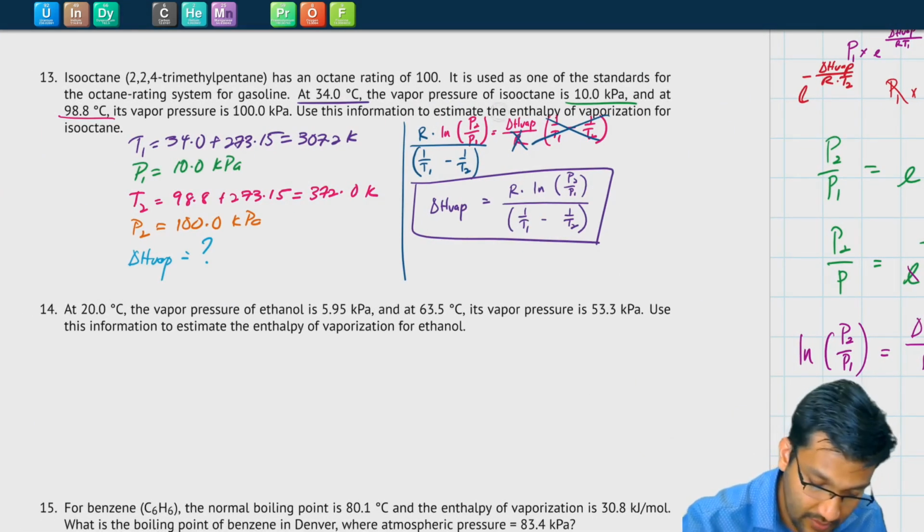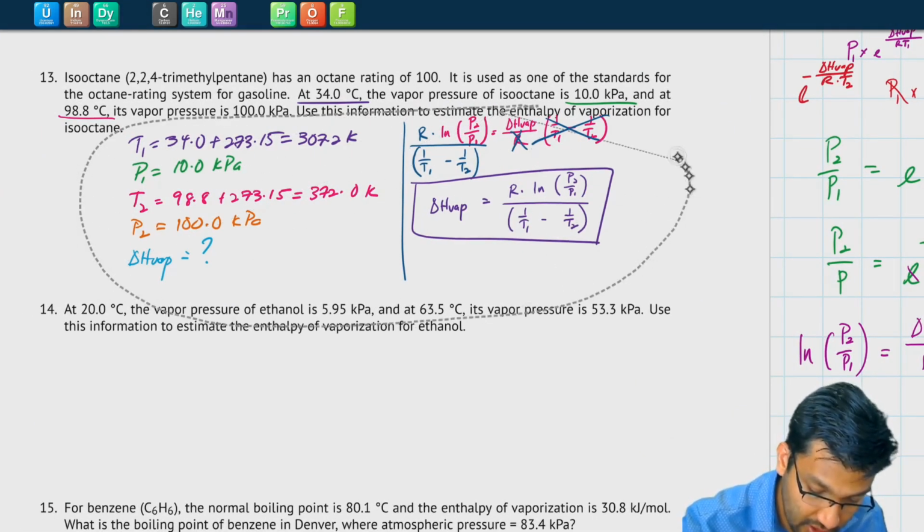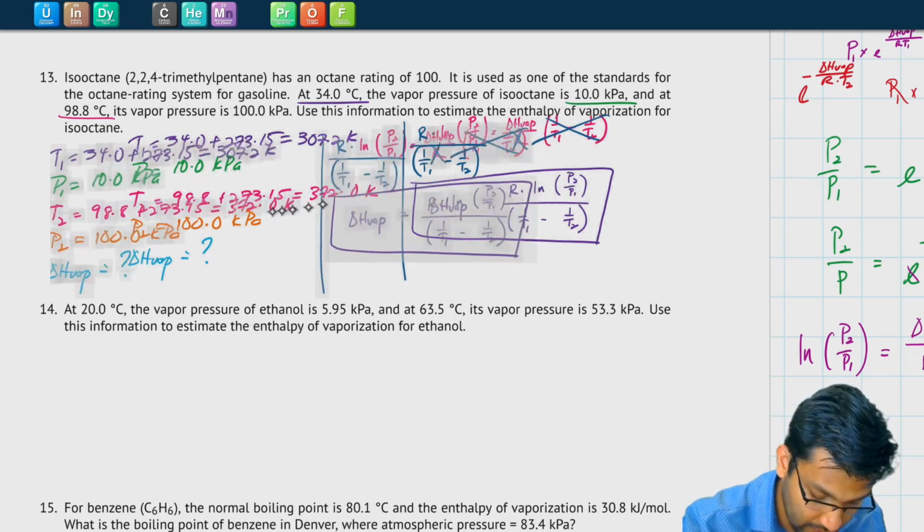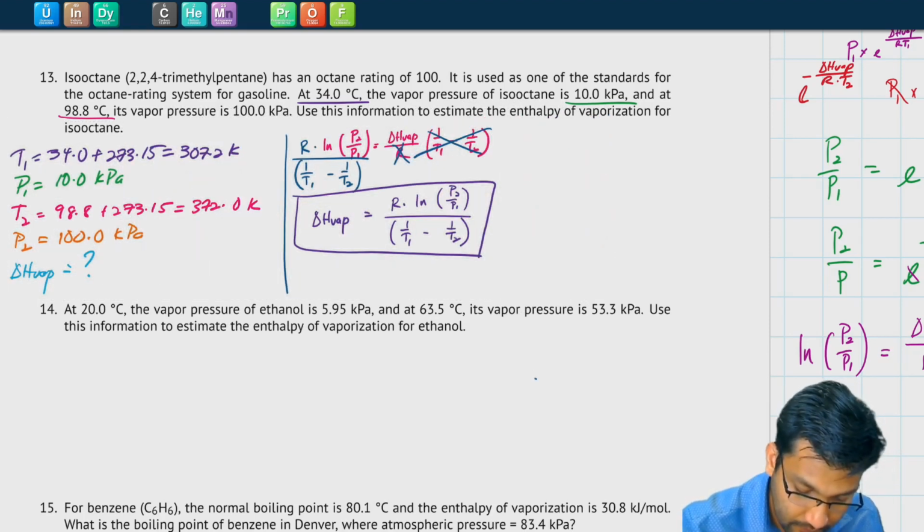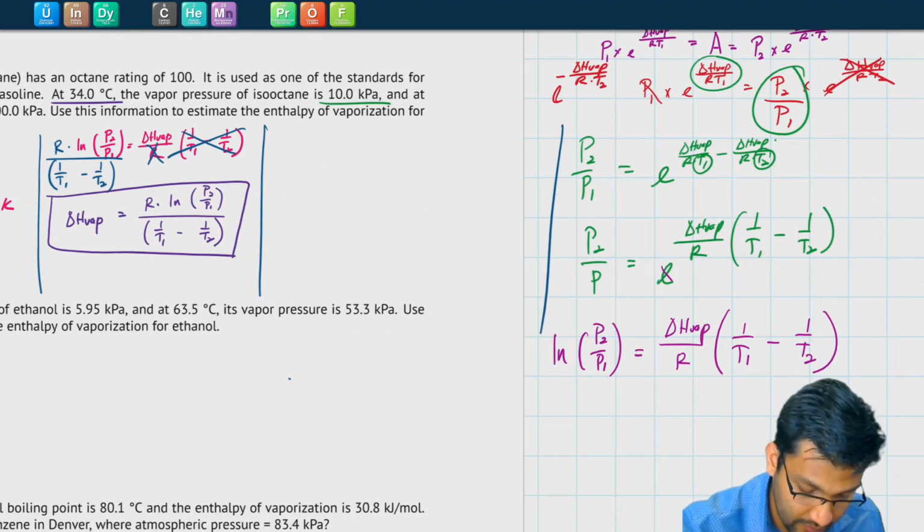Okay, let's move this in. Let's move this over just a smidge so that we have some space to work with. Okay. There we go. No biggie.